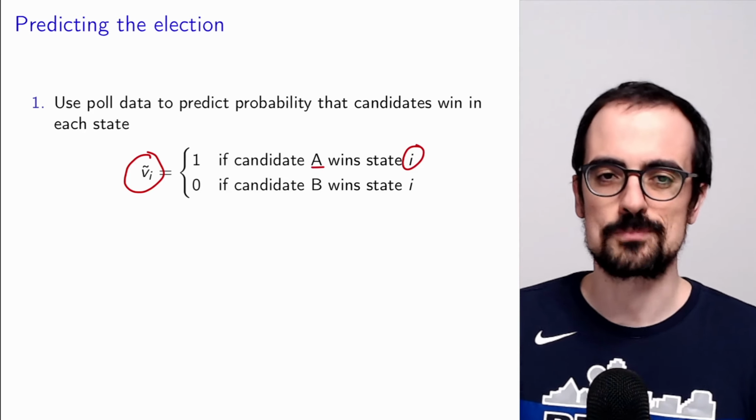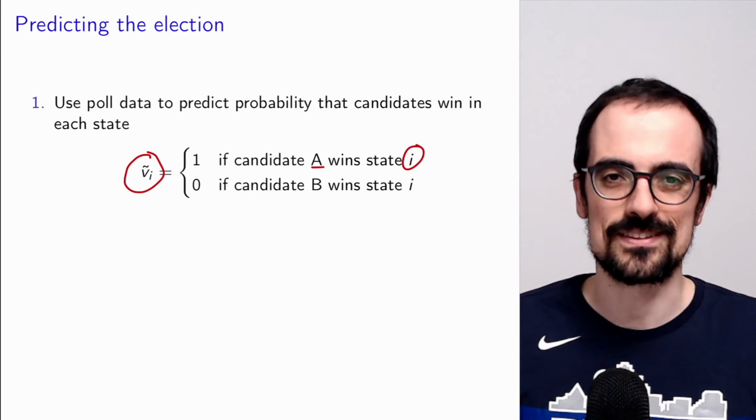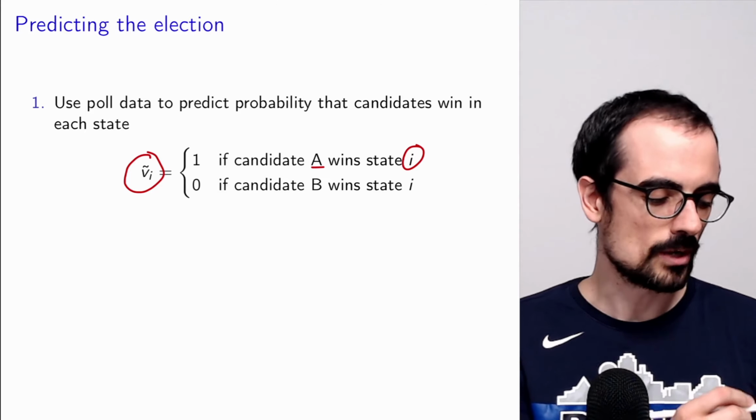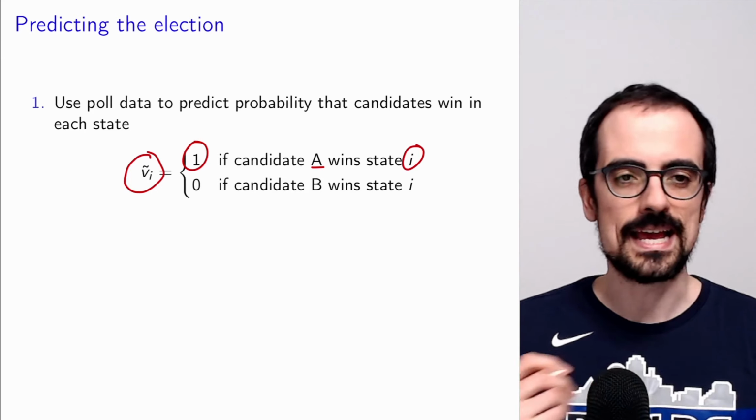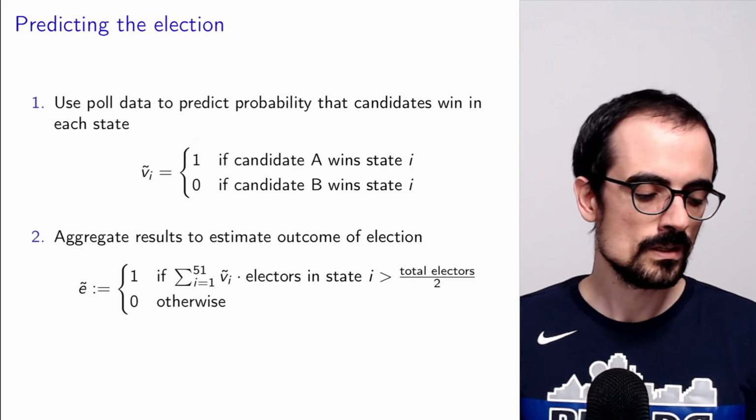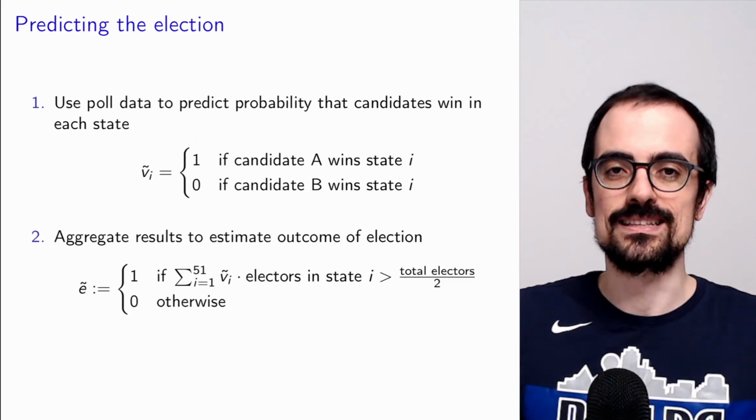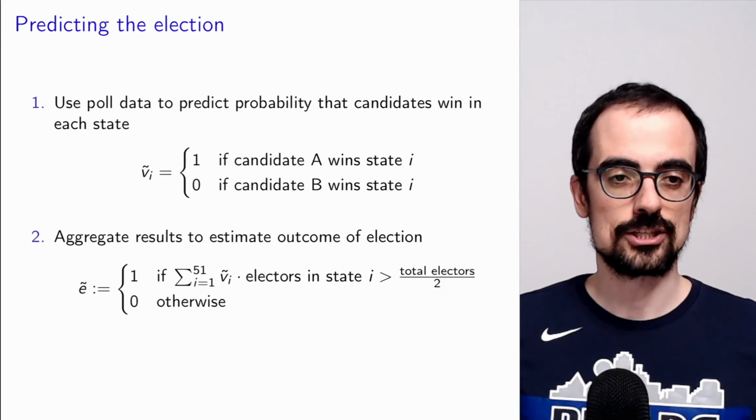So typically in US presidential elections, there's just 2 candidates. This makes modeling a little bit easier than in European elections. So here we're going to have this random variable V_i that is 1 if candidate A wins in that state and 0 if the other candidate wins. And now we need to aggregate those results to estimate the outcome of the election.